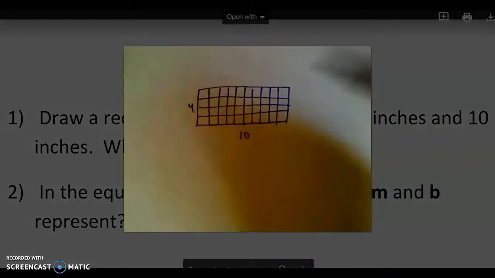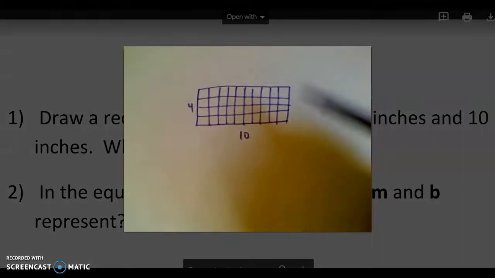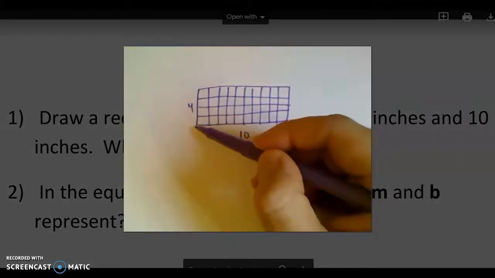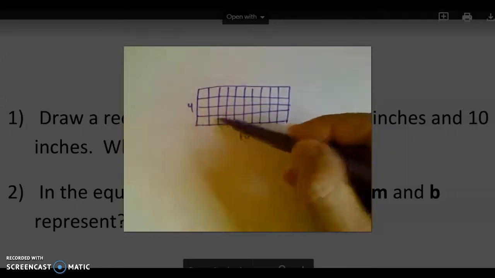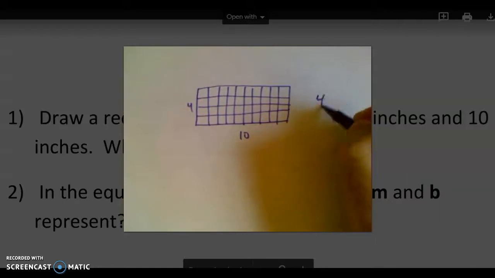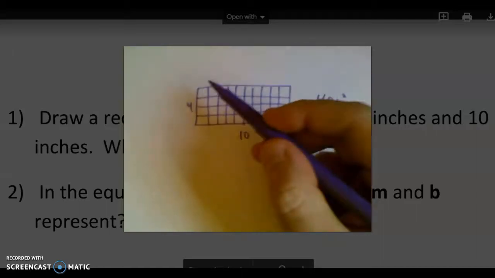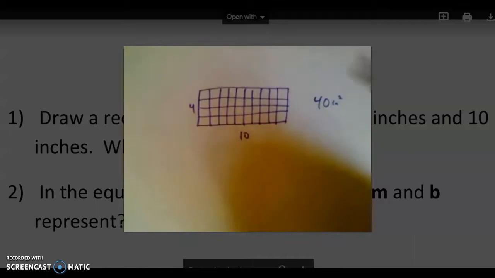So area of a rectangle is how many little rectangles fit on the inside. And since this is 4 units tall, I just have 1, 2, 3, 4, and I, of course, have 10 going across. So if I counted all of them, I would count 40, and that would be the area. It'd be 40 inches square or square inches. The fast way, of course, is just do 4 times 10, and you'd also get 40.